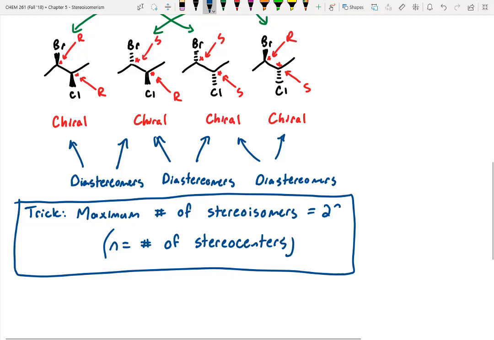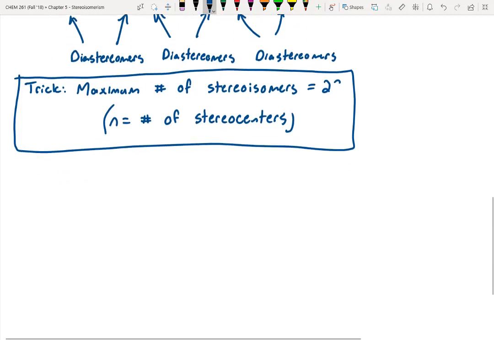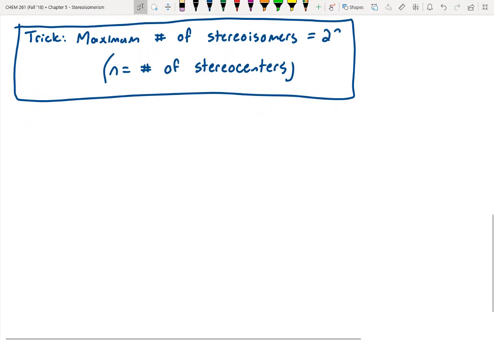this molecule, right? What if you have 3 stereocenters? How many could there be? 8. What if you have 2 million? You probably need a calculator to figure that one out. These get really, really complicated the more stereocenters you add to them. So just be aware that you can use this trick to find the maximum total number of stereoisomer combinations that are possible. All right, so I'll show you a couple more tricks. Actually, let's do one more, and then I'll show you tricks.